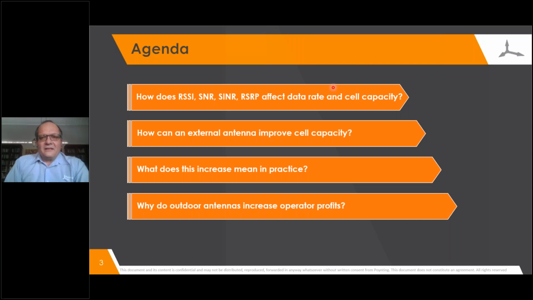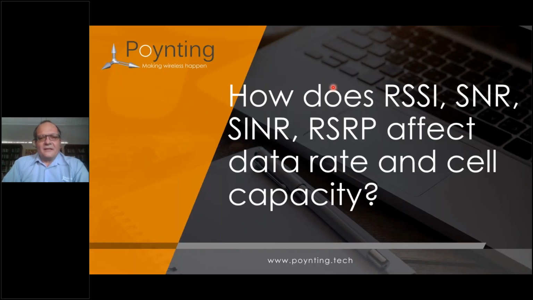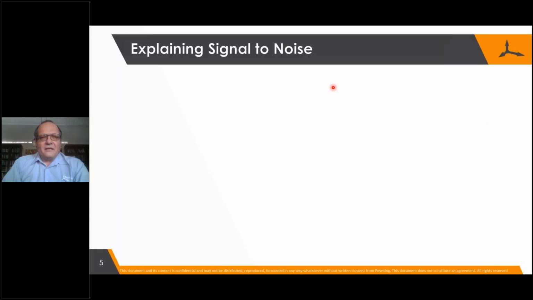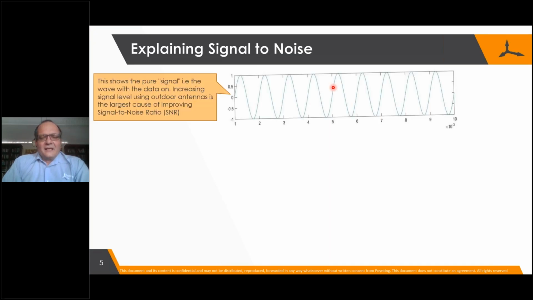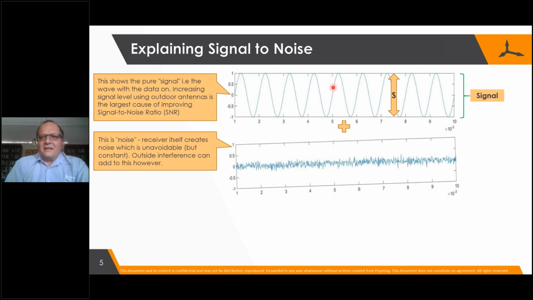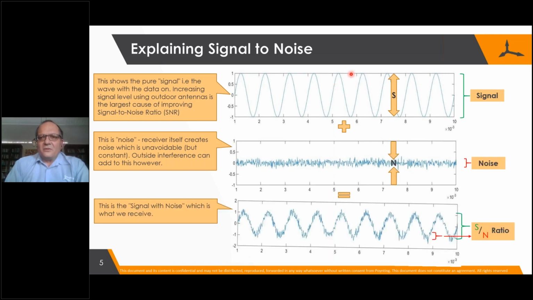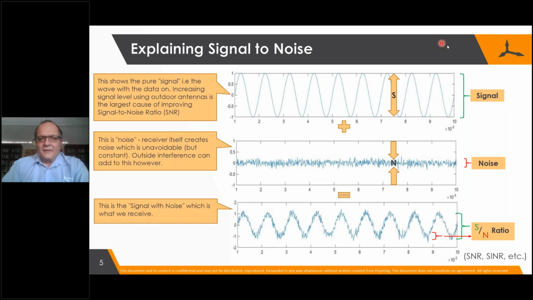Okay, we all see these types of terms, RSSI, etc. How does it affect data and capacity? Some of the technical people may know what I'm saying now, but I just find it quite useful to go back to basics so that we all start getting an idea again of what we are actually talking about when we're talking about data.